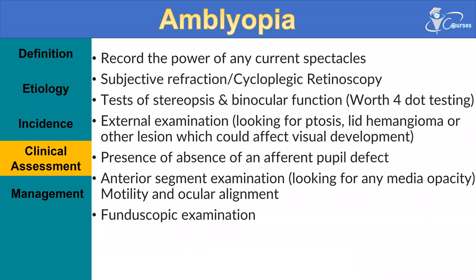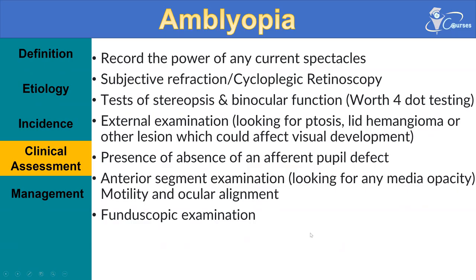Other tests: you should always record the power of any current spectacles, to exclude the presence of anisometropic amblyopia. Do subjective refraction if the age permits, or if the child is young, you can do cycloplegic retinoscopy. The visual acuity is just one function, but you also need to test other functions like stereopsis and binocular fusion to test for sensory development. This can be done by the Worth four-dot test.